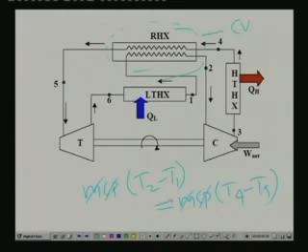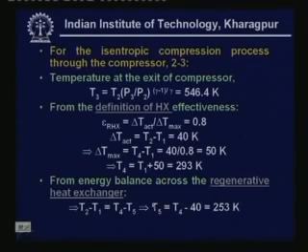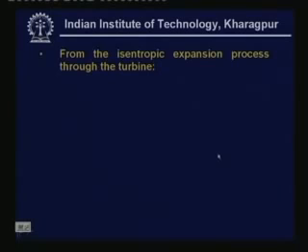So, finally, from the energy balance we see that T2 minus T1 is equal to T4 minus T5, and T2 and T1 are known to us, T4 we have computed. So, from this we can find out T5. That is what is done here. T2 minus T1 is equal to T4 minus T5, that means T5 is equal to T4 minus 40, because T2 minus T1 is 40. So, from this we get T5 as 253 Kelvin. So, finally, we have to find out the temperature at the exit of the turbine. This process, as I have already told you, is an isentropic expansion process.